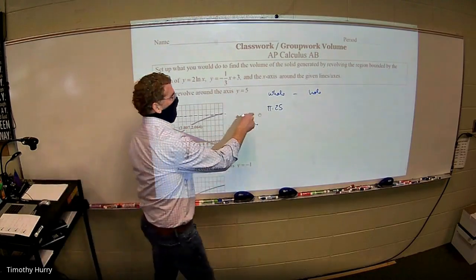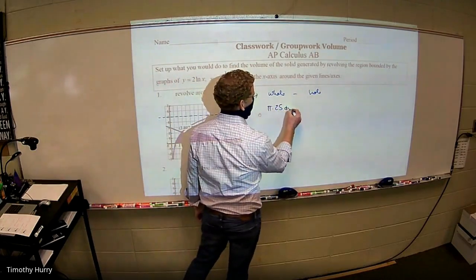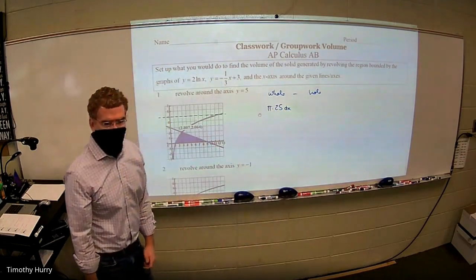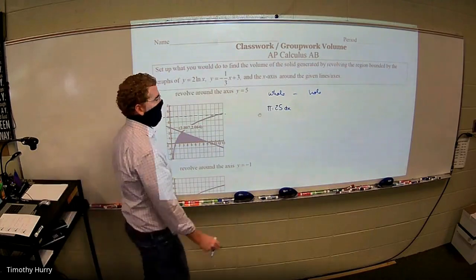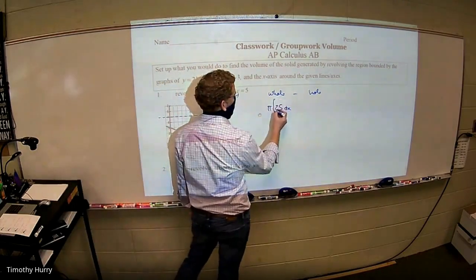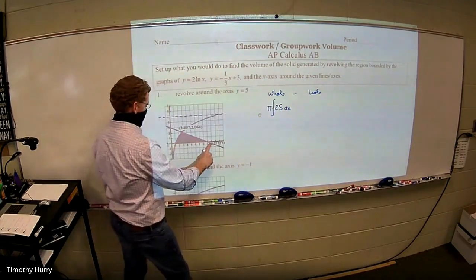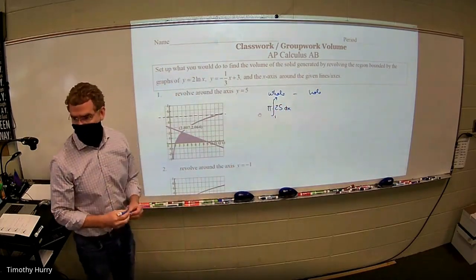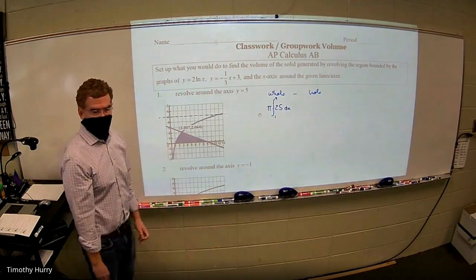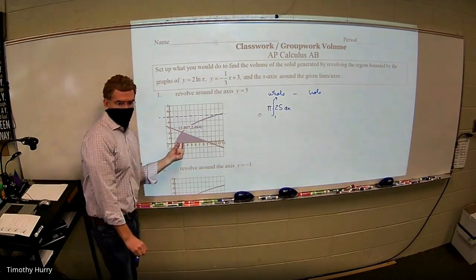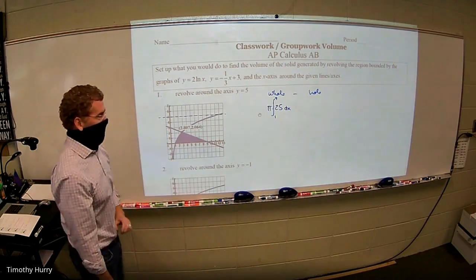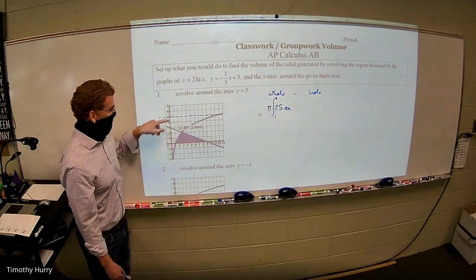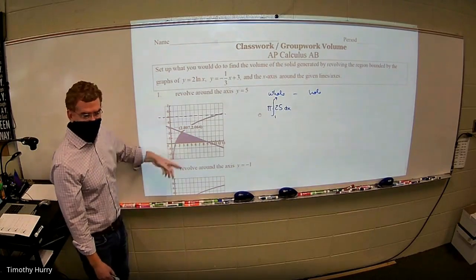And then I'm going to give it a little width, dx. And I'm going to integrate that from 1 to 9. Right? Little width was a little change in the x. And then what's the hole? For this one, I'm going to have to do 2.